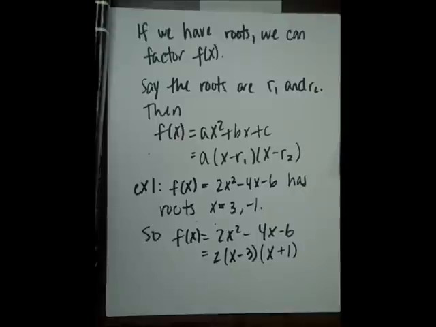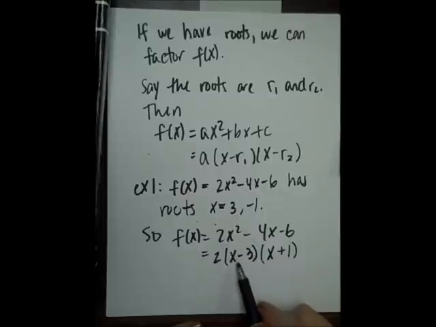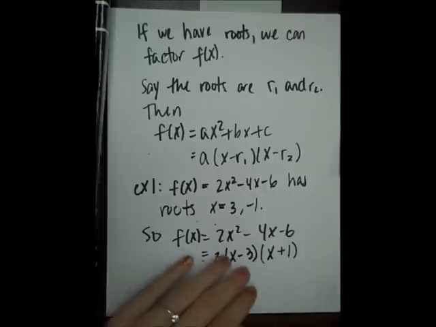So I could factor my polynomial. Again, once you know the roots, and you know what your a term is, bring out a, and then write down x minus your roots.